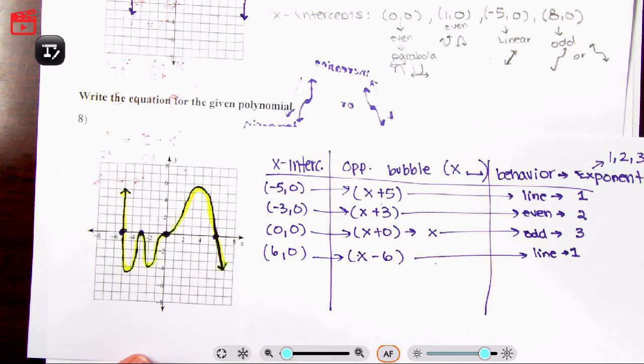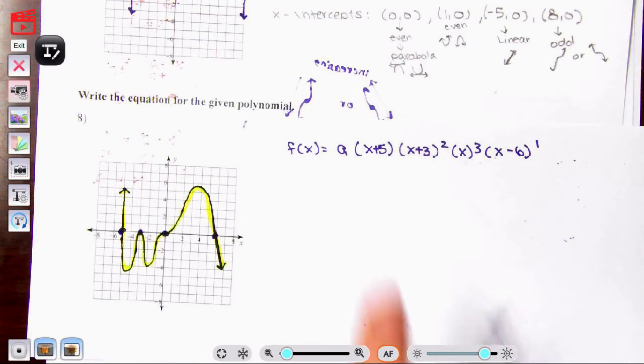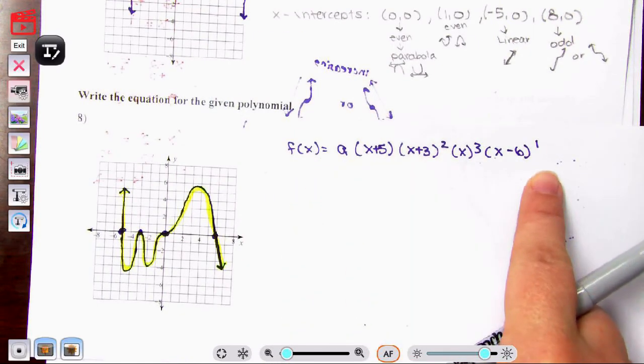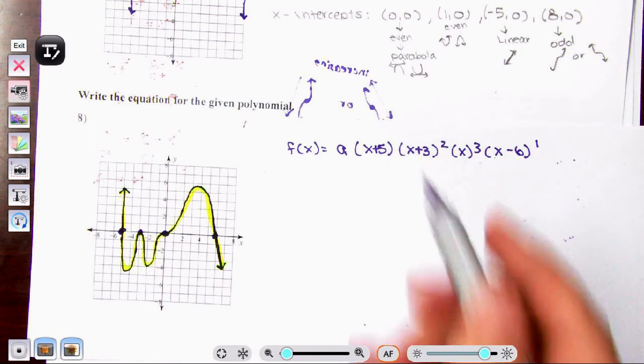Okay. So then we're going to write this out. We still don't know A, so we're going to leave it. So now we have all our bubbles and our exponents. So X plus 5 is 1. X plus 3 is 2. Just X is 3. And we have X minus 6 as 1. So I went ahead and copied this down here on a separate sheet of paper so you guys can see it.